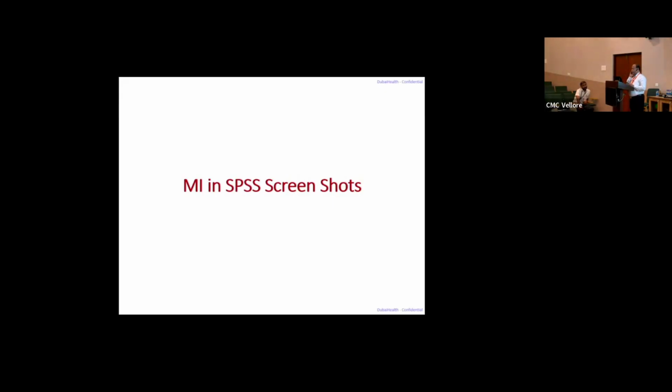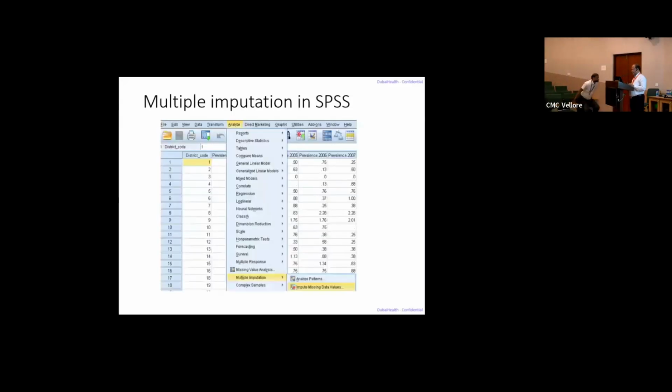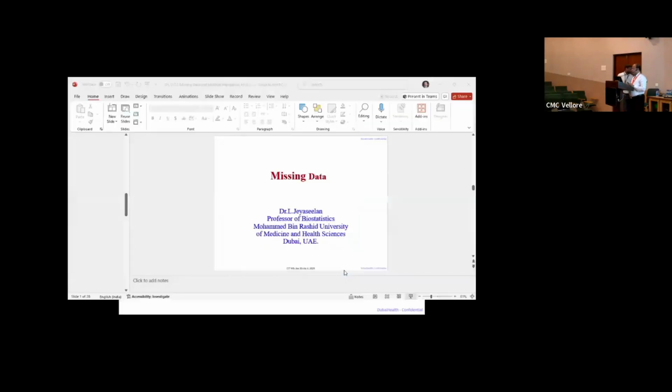So do you have any questions? What I wanted to tell you is that MI is the best method. If you are okay with doing a regression analysis, you can use the predicted values to substitute and fill the holes there. Yes.